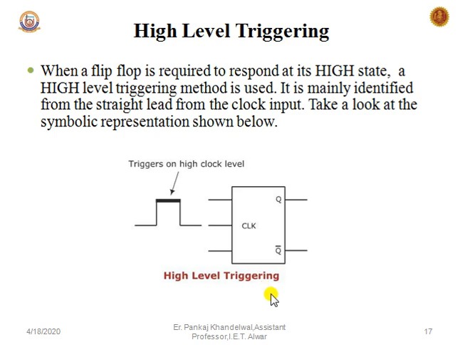High level triggering. When a flip-flop is required to respond at its high state, a high level triggering method is used. It is mainly identified from the state lead from the clock input. Take a look at the symbolic representation shown below. It means when the clock pulse goes from 0 to 1, this is high level triggering.